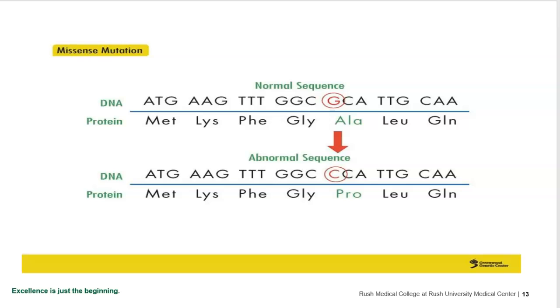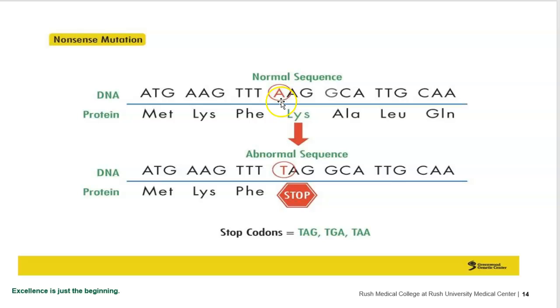So here's just another representation. We go from GCA, which puts in alanine, to CCA, which puts in proline. That is a missense mutation. But if we go from AAG to TAG, we get a premature stop codon, which is a nonsense mutation. Nonsense is always bad.